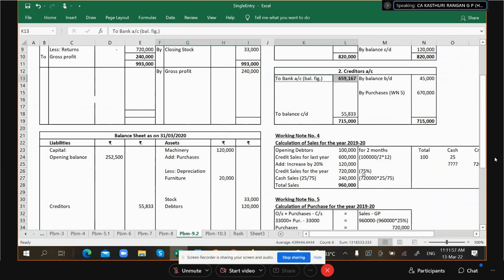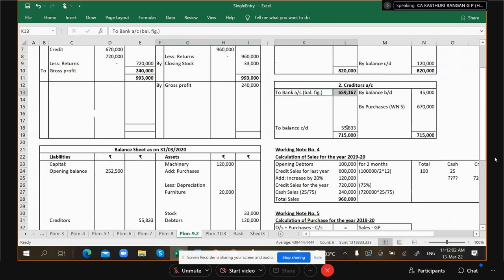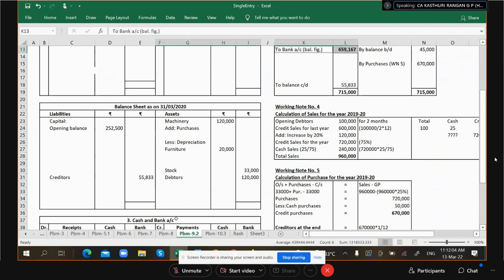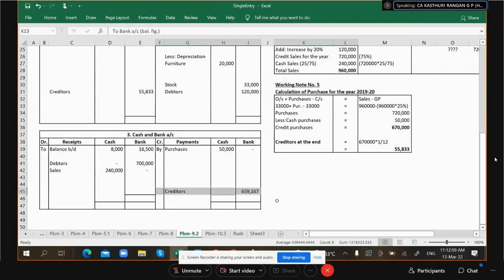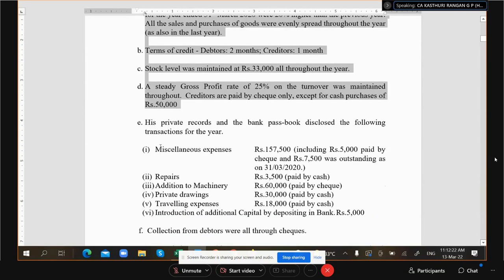So friends, see, we have completed the working note number 1, working note number 2, working note number 3 is pending. 4 and 5 also completed. Why 3 is pending? We have to record so many other receipts and payments in the cash and bank account. Correct? For that, we should make use of this information. Miscellaneous expense. Total expenses 157,500.